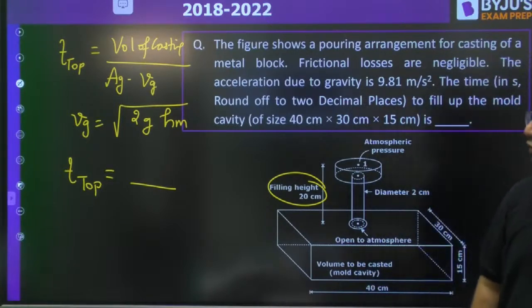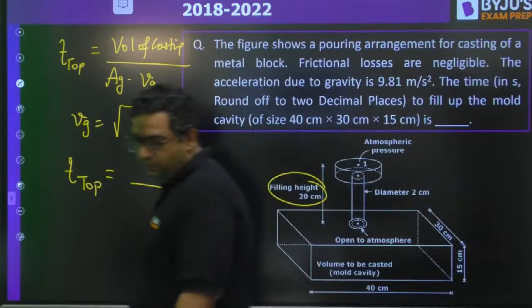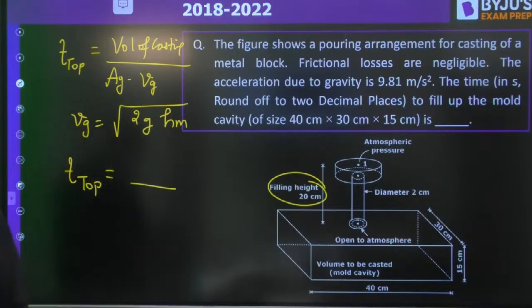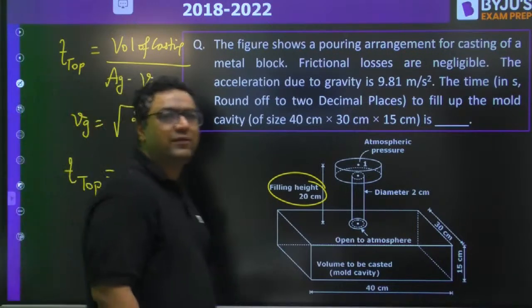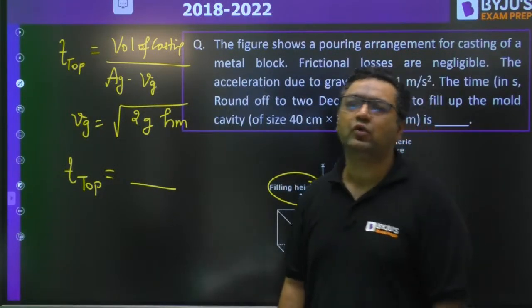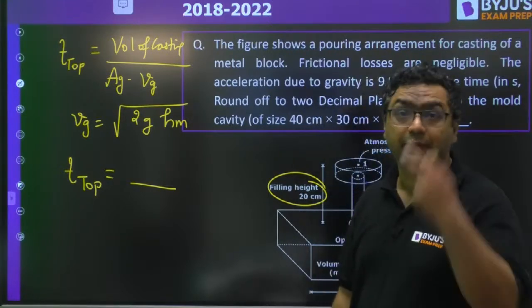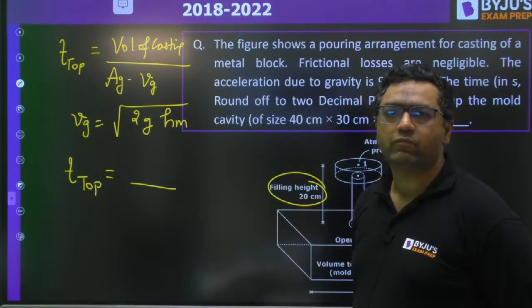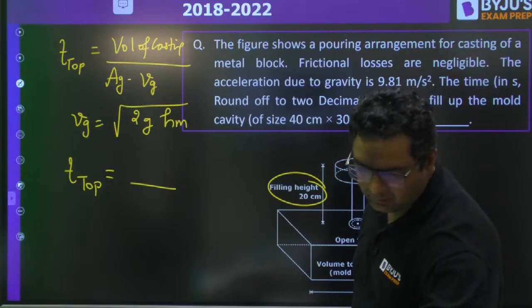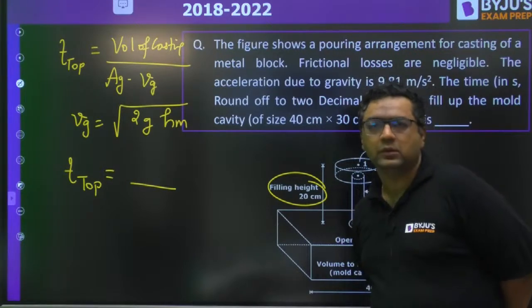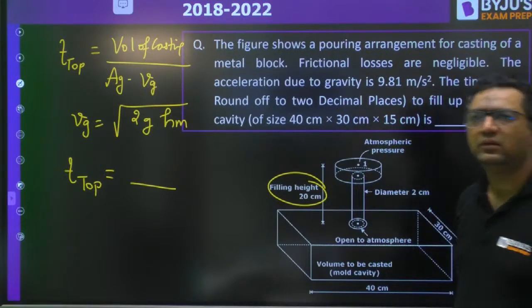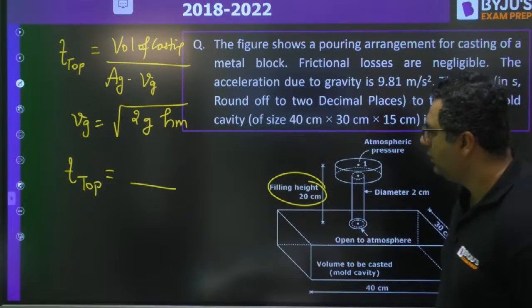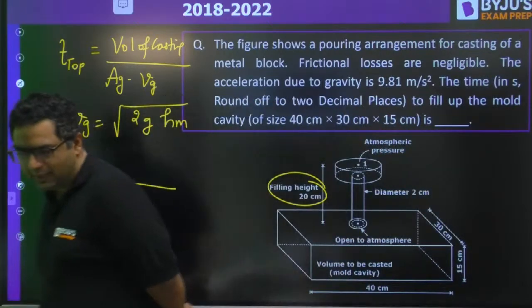Okay, guys, so just solve this question. After this, how many more questions do we have from casting? We have 1, 2, 3 more questions. After that, our 2-day session will be finished. Then tomorrow, we will talk about metal forming, metal cutting. Okay? Solve it. Very easy question. Everything is given to you, you just need to calculate.